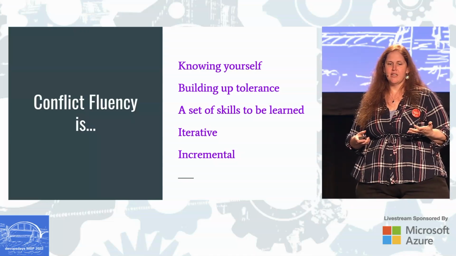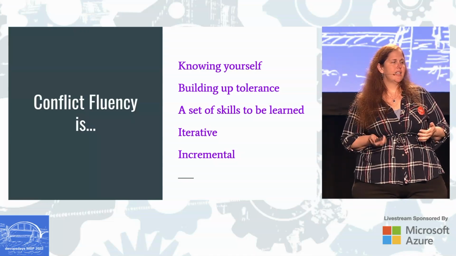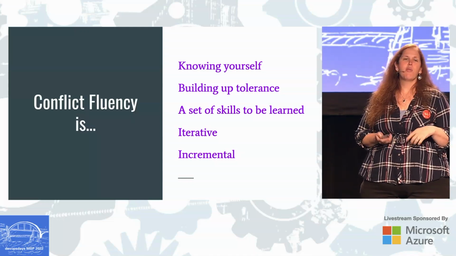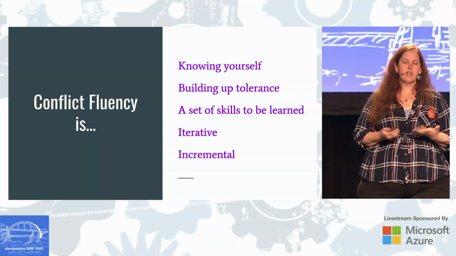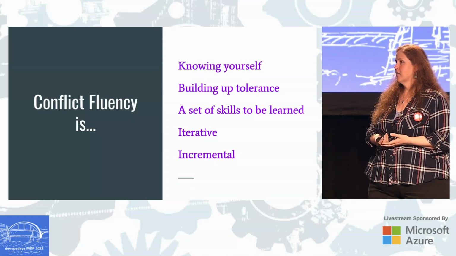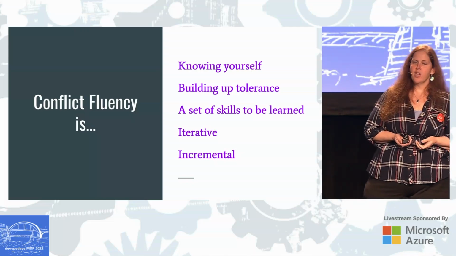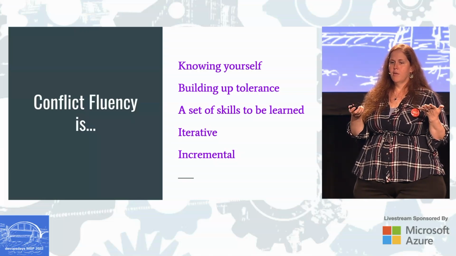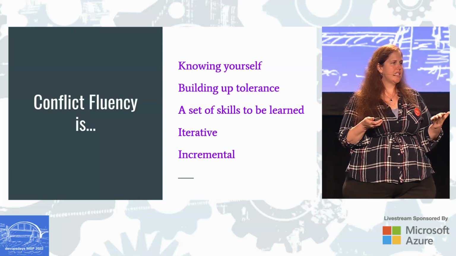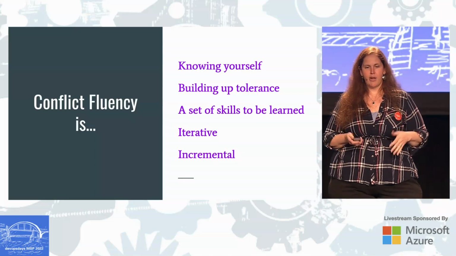Conflict fluency is a set of skills, something you can learn and practice and develop, and that's that idea of a growth mindset, which we hear so much about. It's also knowing yourself, understanding how we show up in conflict. What's our conflict style? What does that mean for how we navigate conflict? It's building up a conflict tolerance. I think this one is critical. The more we do it, the easier it will get, right? Hopefully, maybe, but we have to try it. We have to get better at it.